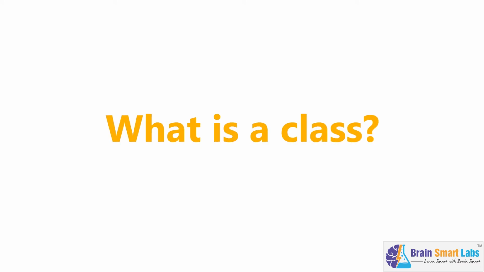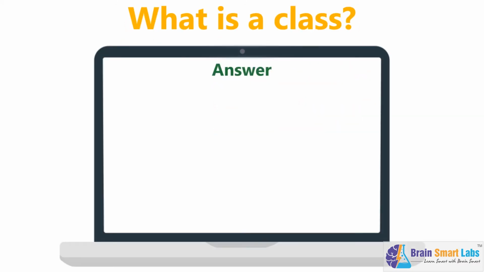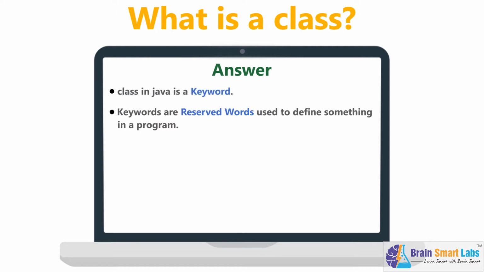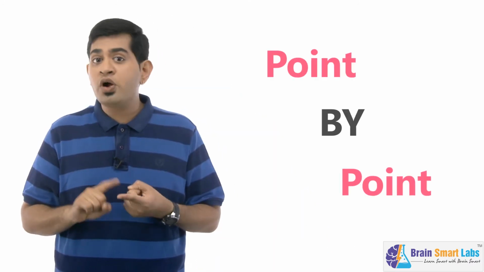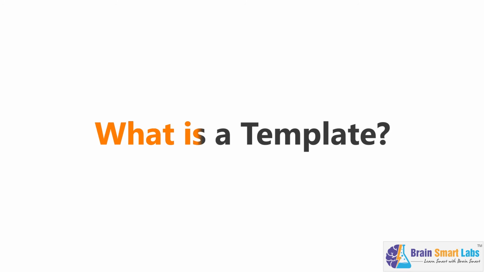If you are asking me the question what is a class, class in Java is basically a keyword. Keywords are reserved words used to define something in a program. A class keyword in Java is used to define a user-defined template like class box, class dog, class cat, etc. Very good. In your interview also, if they ask a sudden question like this, you should answer the same way, point by point. Okay! Besides, you said classes are used to define a user-defined template, right? My next question to you as an interviewer will be, what is a template?